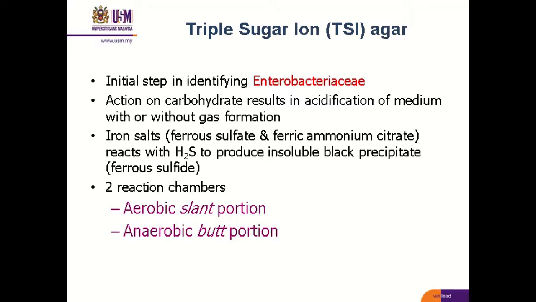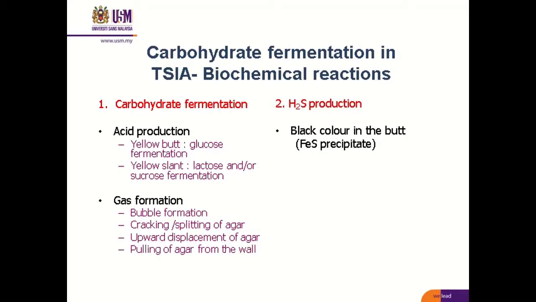So in the agar there are two parts. First is the butt portion, which is the anaerobic portion, and then there is the slant portion, which is the aerobic portion. So for TSI, you can see carbohydrate fermentation, whether there is acid production, where we can see the butt change color into yellow for glucose fermentation, and yellow slant to indicate lactose or sucrose fermentation.